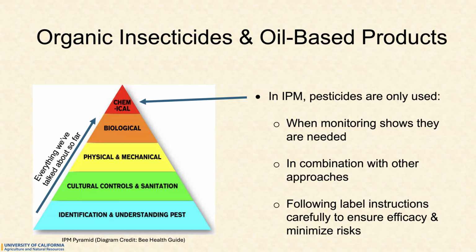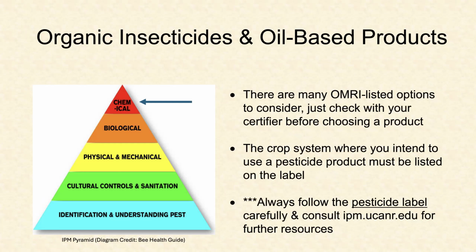So in integrated pest management, pesticides are only used when monitoring shows they're needed, in combination with other approaches, and following label instructions really carefully to ensure it works well and to minimize risks to yourself and to the environment. There are many OMRI listed options to consider out there. So just make sure you check with your particular certifier before you choose a product to make sure that it is allowable for your certifier. And some certifiers are a little different. So, whether it's CCOF, for instance, or another certifier, just check with them first before you start using a new product.